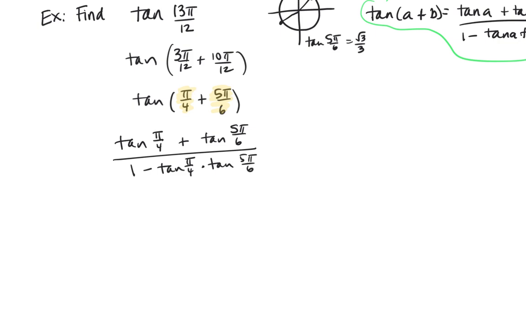Now we're going to plug in the values that we just found into that big fraction and start simplifying it. So tangent of pi over 4 is 1. Tangent of 5 pi over 6 is negative square root of 3 over 3. In our denominator, we have 1 minus tangent of pi over 4, which is 1, times tangent of 5 pi over 6, which is negative square root of 3 over 3.